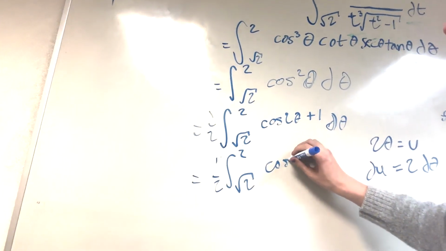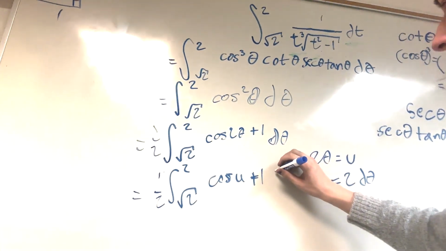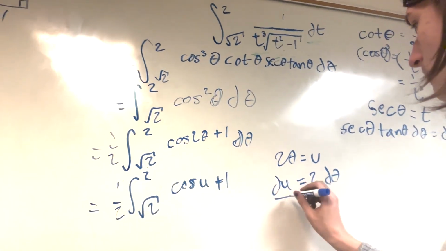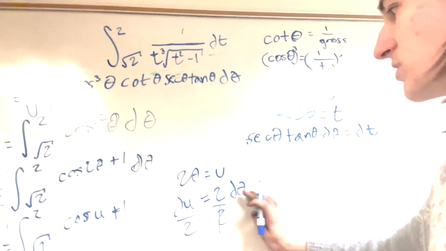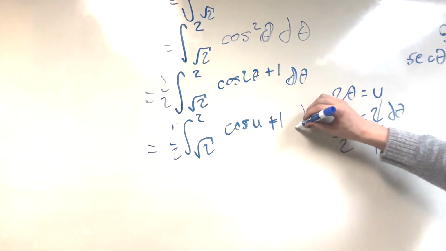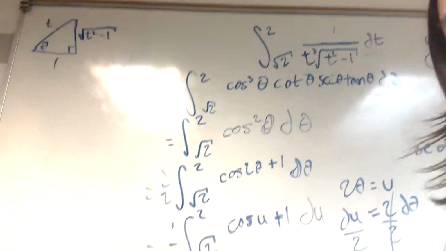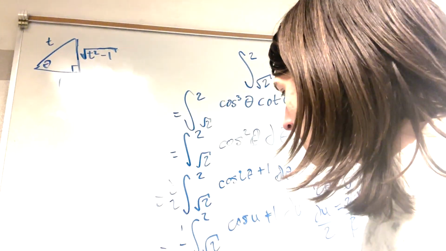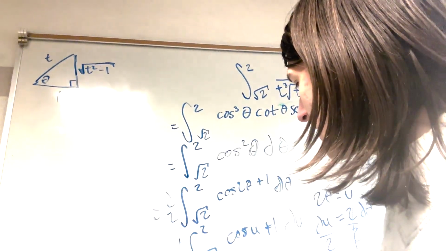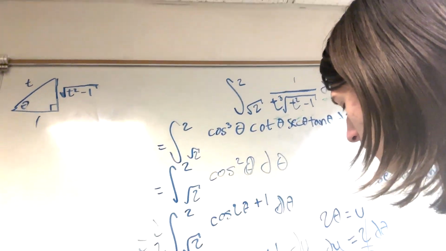Cosine 2 theta ends up being cosine of u plus 1. And then the du, if we do some algebra here, the d theta turns into du over 2. So we can just write du here and then take that 1/2 to the outside, because that's much easier to work with. And that's pretty easy to integrate. We have 1/4 times sine of u plus u.